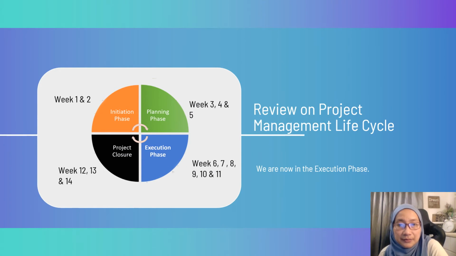Let's have a review of the project management life cycle. Now we are in the execution phase, which you can see in the blue color. We have done weeks 1 and 2, which is the initiation phase, where you did your project initiation sheet. Then in weeks 3, 4 and 5 we worked on the proposal, doing the planning. Now we are in the execution phase, where you start executing your project. We have 6 weeks for you to execute your project. And the last phase is project closure, where we close the project.